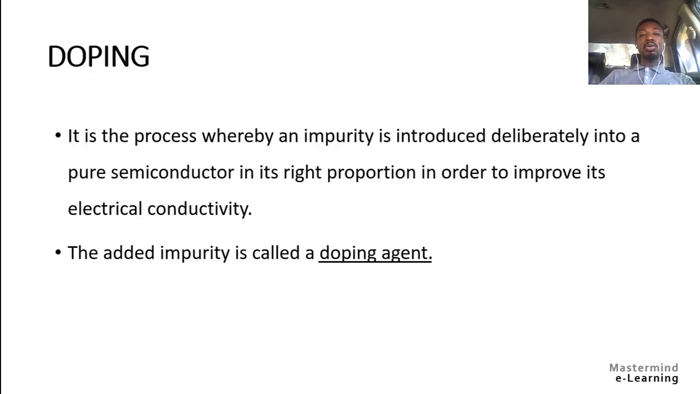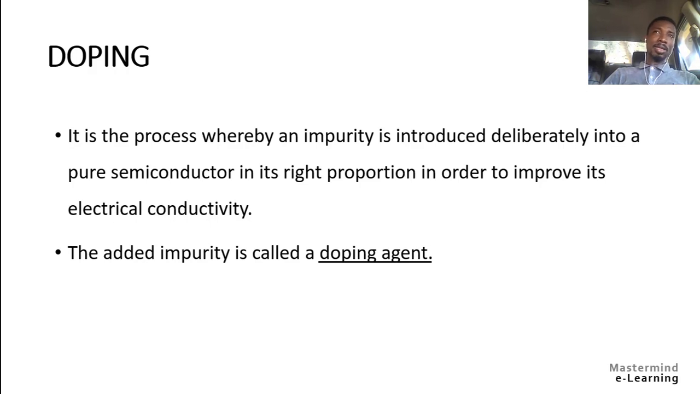Doping is the process whereby an impurity is introduced deliberately into a pure semiconductor in its right proportion in order to improve its electrical conductivity. So an impurity does not always mean something bad. In electronics, when we talk about an impurity, we are talking about introducing a foreign material into the original material.